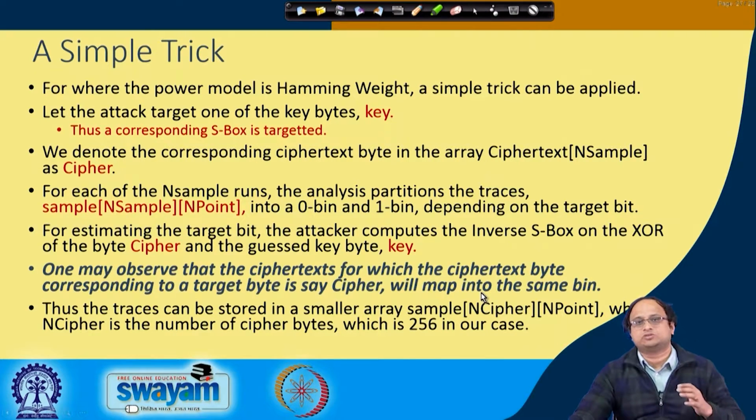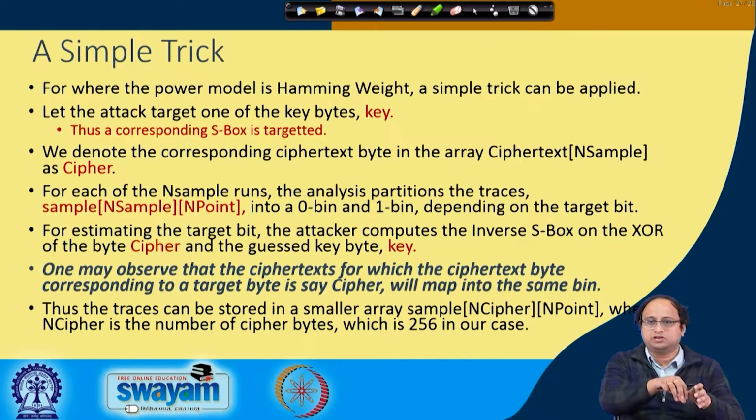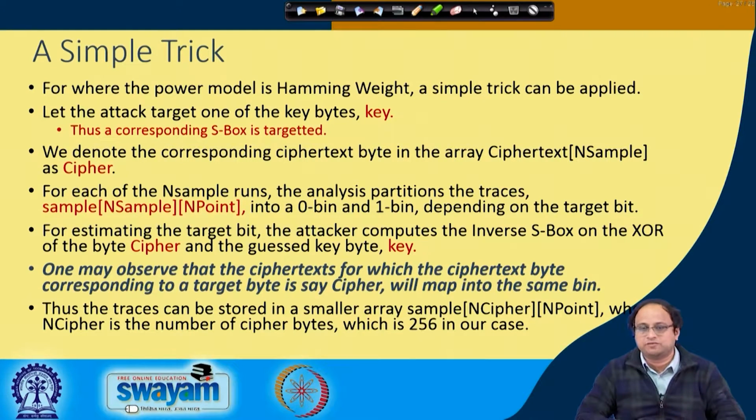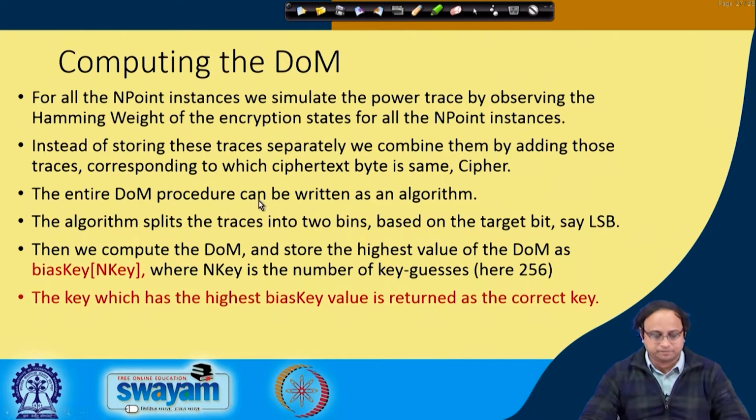What you are basically doing is partitioning your entire power trace set into 256 partitions. All the members of a partition, whether they go into the 0 bin or the 1 bin, irrespective of the key guess, will go into the same bin, because their fates are the same. Therefore you need not store that in such a big array. This is a simple trick that you can adopt when you are developing your implementations.